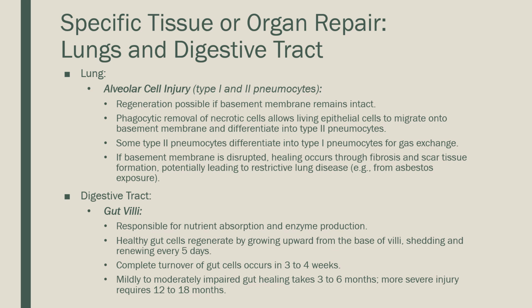Lung tissue repair. Regeneration is possible if the basement membrane remains intact. Phagocytic removal of necrotic cells allows lining epithelial cells to migrate into the basement membrane and differentiate into type 2 pneumocytes. Some type 2 pneumocytes differentiate into type 1 pneumocytes for gas exchange.